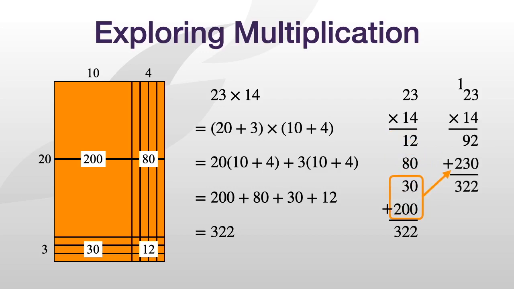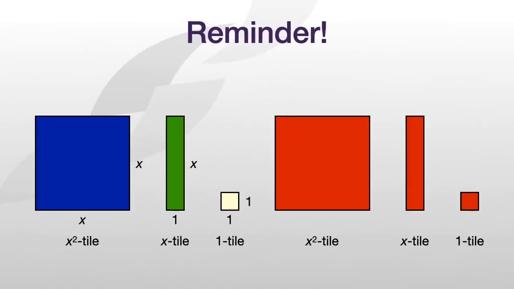Back to algebra. A quick reminder from the first video. A small off-white square has dimensions of 1 unit by 1 unit. It's called a 1-tile or unit tile. A green rectangle also has a width of 1 unit. Its length is arbitrary and labeled x. We call this an x-tile.